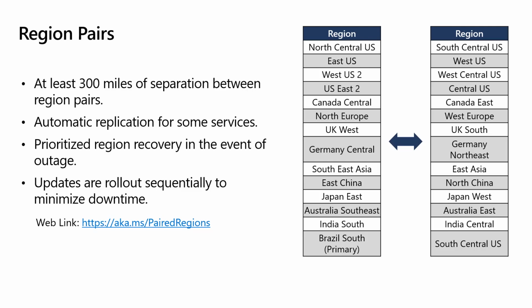When Azure plans updates, they are rolled out to one of the region pairs at a time to minimize any downtime and risk of application outage. These region pairs are 300 miles apart for data protection.